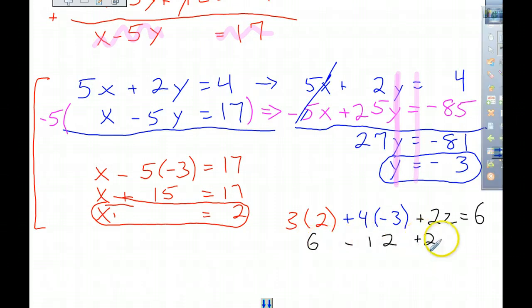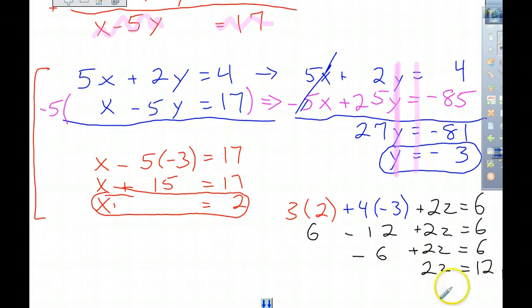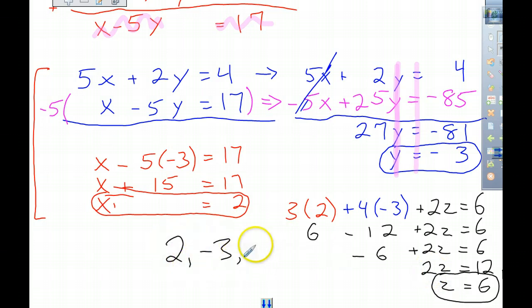Minus 12 plus 2z. And we get what? Negative 6 plus 2z. Z equals 6. The answer is 2, negative 3, 6. Alphabetical order.